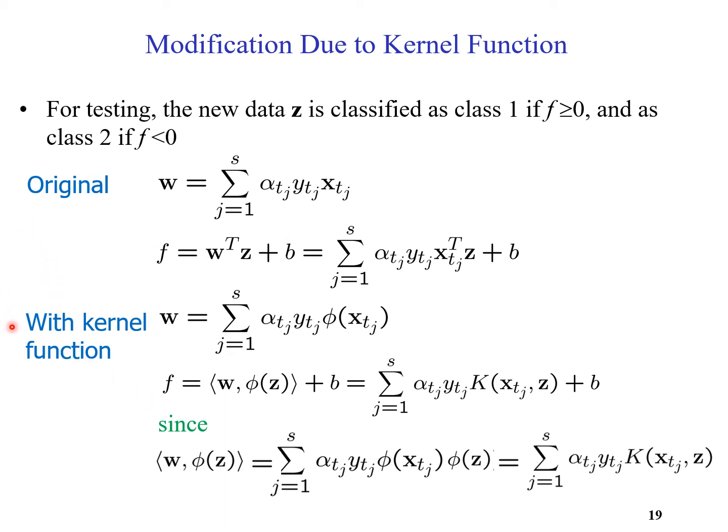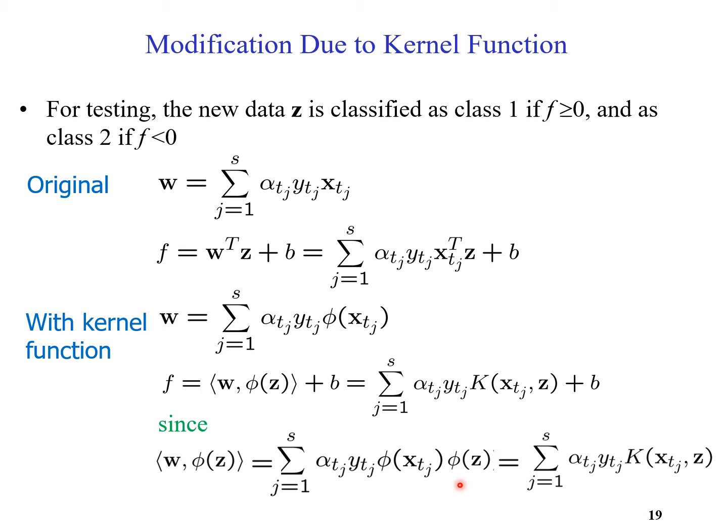Okay, let's move on. Now we have a nonlinear case. In the nonlinear case, we use a kernel function. So you look at the original form: this is W, this is F. These are transformed like this. The original data X is now mapped toward a higher dimension. So you have the mapping phi(x_j), and this F here is represented as this.